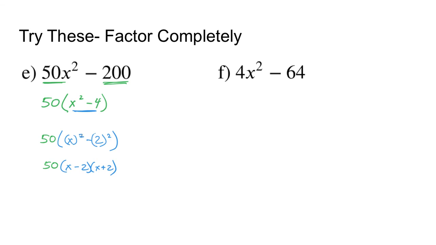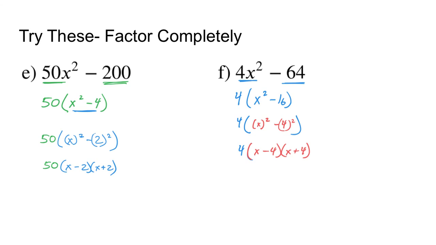Okay, let's go on to number F. And number F, we got the same thing. Look at this. 4x squared minus 64, we can factor out a 4. So we should totally do that first. And then, if you look here inside the parentheses, you got this 4. But what do I have left over? I have an x squared minus 4 squared. And then I'm going to factor that inside parentheses. So I'll get the answer of 4 times x minus 4 times x plus 4. And that would be my final answer.